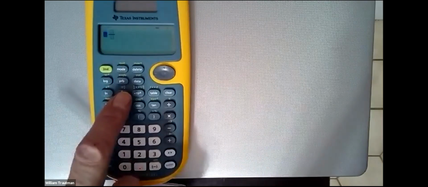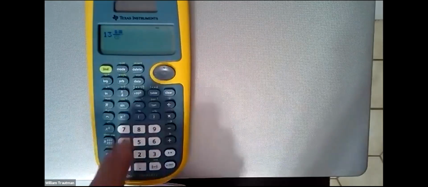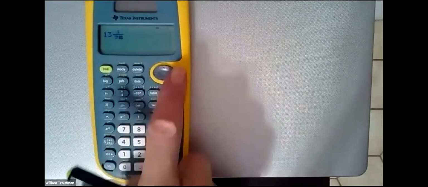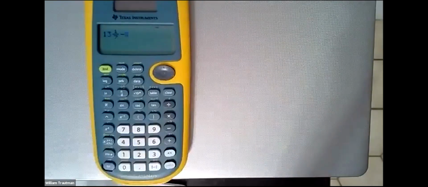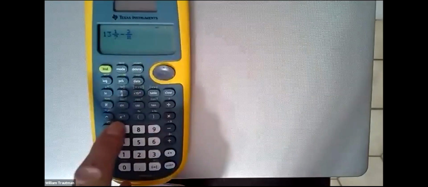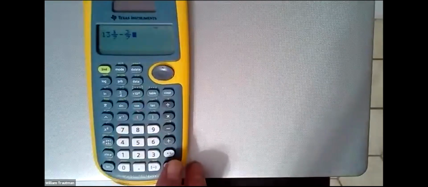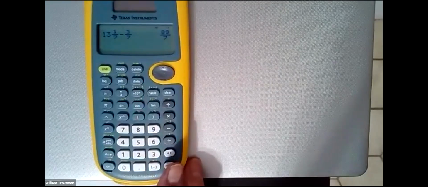There's the fraction. Right above the fraction is the mixed number. So to get to it, you have to hit second fraction. Now we have a mixed number. The mixed number is 13, arrow over, and 1/7. I arrow over. It's a subtract, and we're subtracting a fraction, and we're subtracting 3 over 7. I'd like to get out of there first before I hit enter. And now when I hit enter, the answer is 89 over 7.